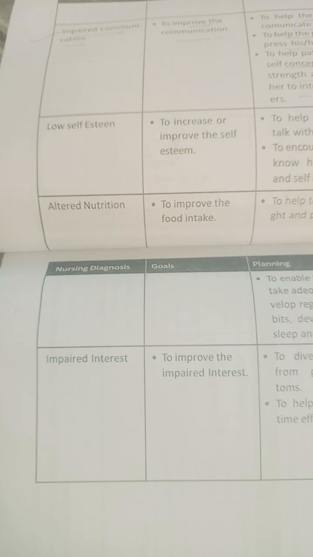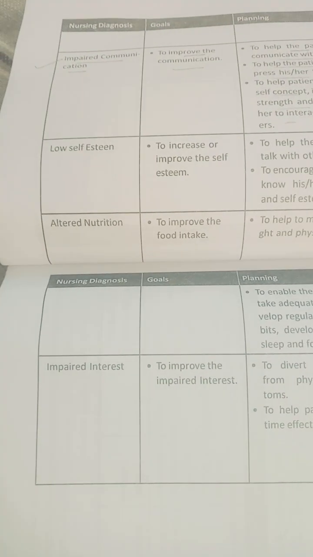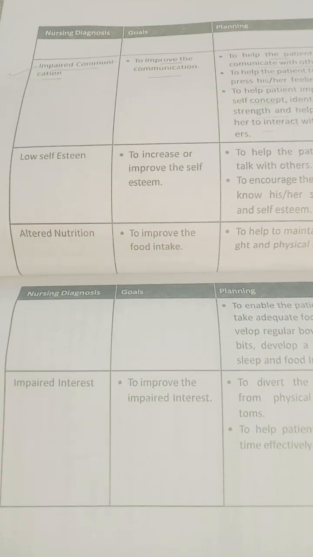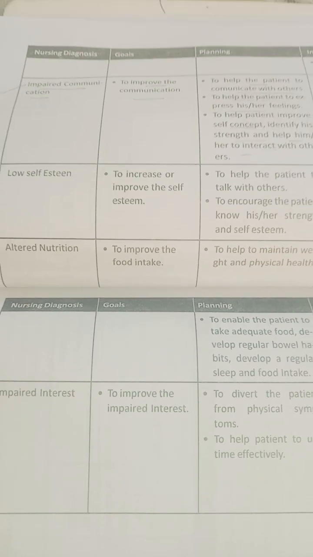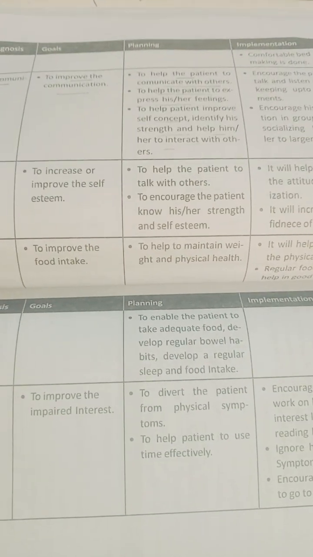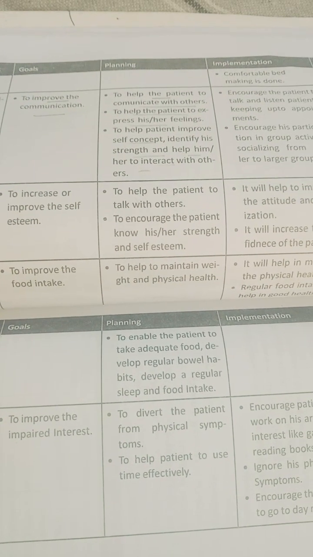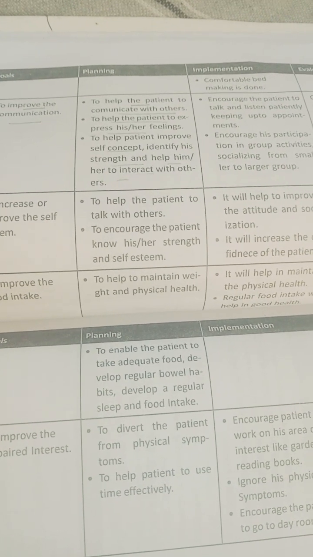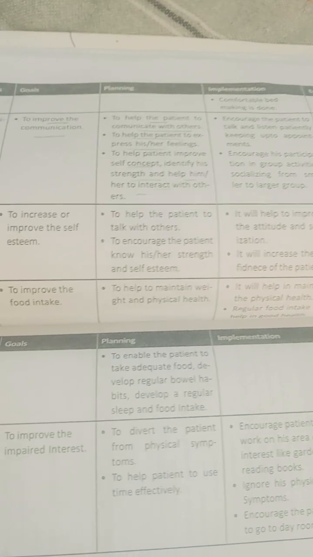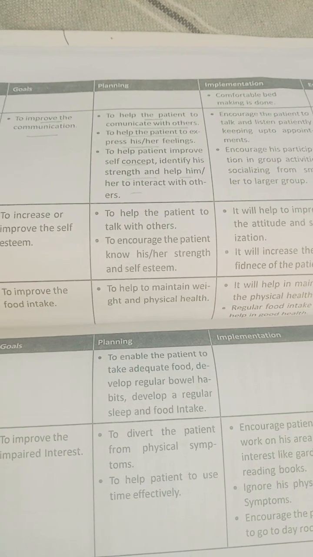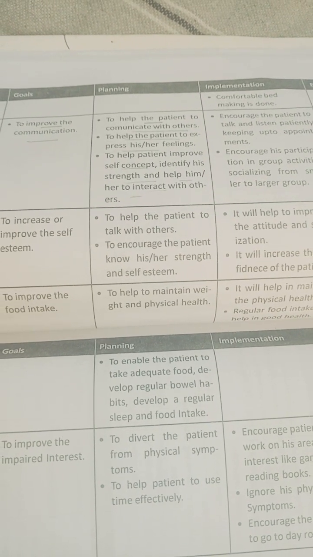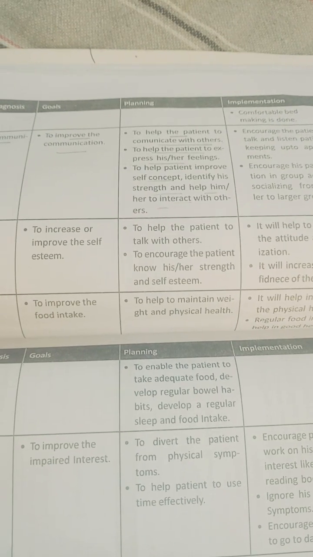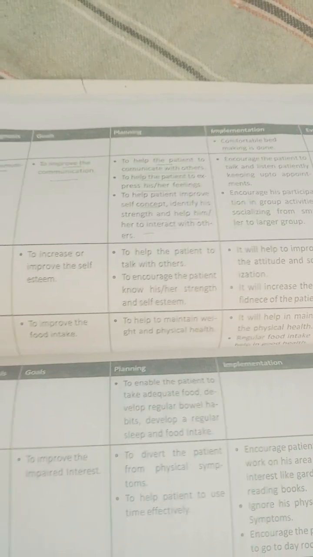Now let's talk about the last point, that is impaired interest. So the nurse's goal is to improve the impaired interest. How to? This is very simple. To enable the patient to take adequate food, develop regular bowel habits, and develop a regular sleep and food intake. You know, sleep is very important, because without sleep, the patient can never feel relaxed. And food is also very important for good health.